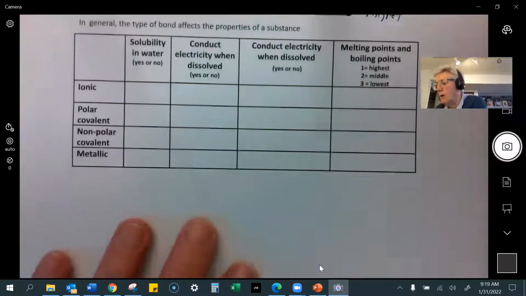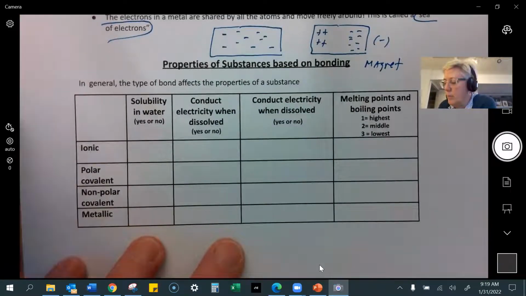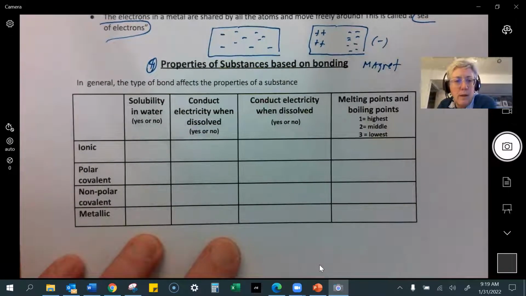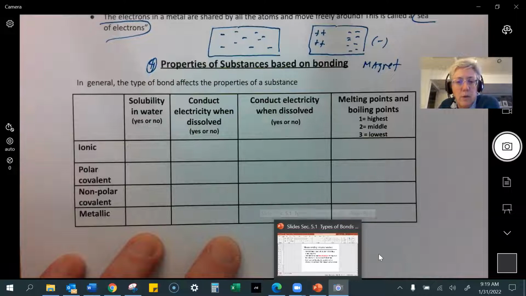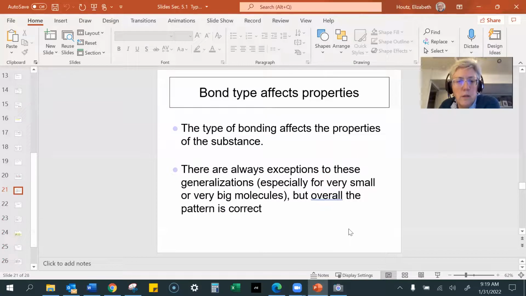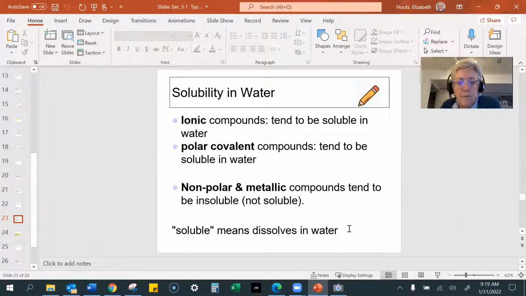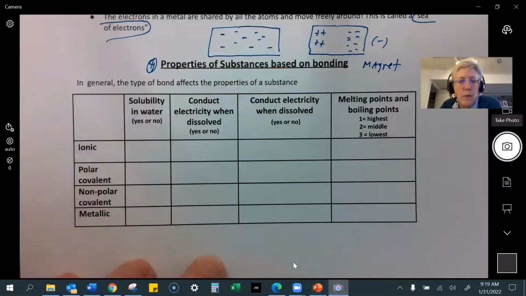All right, okay, we're almost done. This little table is super important because different properties of substances depend upon what kind of bonding they have. So again, either make this table in your notebook or somehow get it written down because you definitely need to know these things, okay? These are all on the slides about how the type of bonding affects properties. There'll be some exceptions, but the pattern holds pretty true. I'm just going to fill this in on my paper, and then you can fill it in or not, okay? Write it down. You do need to know it. And we're going to do a lab about this.